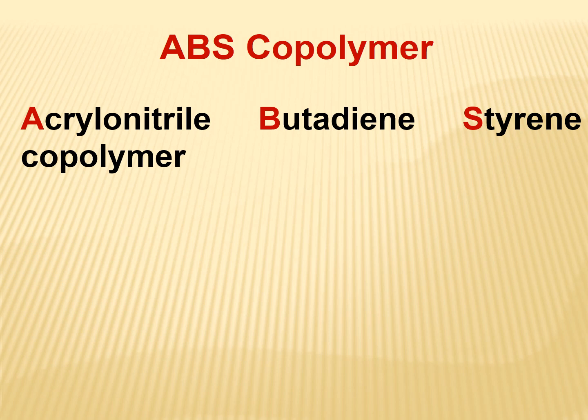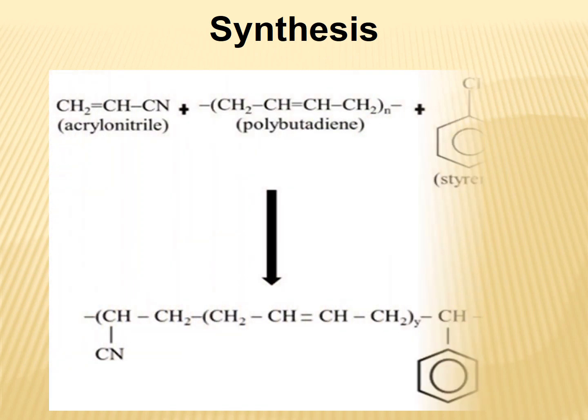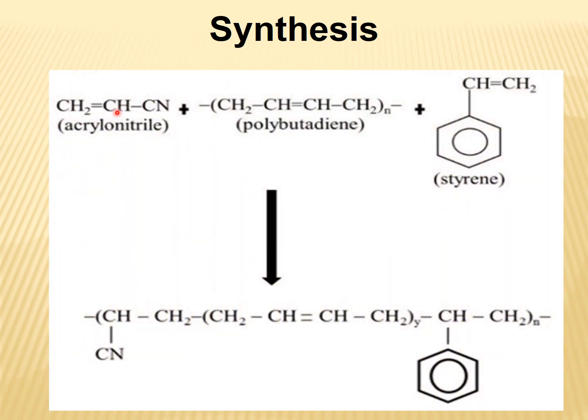What is ABS copolymer? ABS copolymer is a copolymer formed by the addition polymerization of acrylonitrile and styrene in the presence of butadiene. That is very important. Acrylonitrile and styrene polymerize in the presence of butadiene, and that gives ABS copolymer. Let us look at the reaction for synthesis. This is acrylonitrile, this is polybutadiene and this is styrene. So acrylonitrile and styrene are polymerizing in the presence of polybutadiene and you get this product. This is ABS, acrylonitrile butadiene styrene.